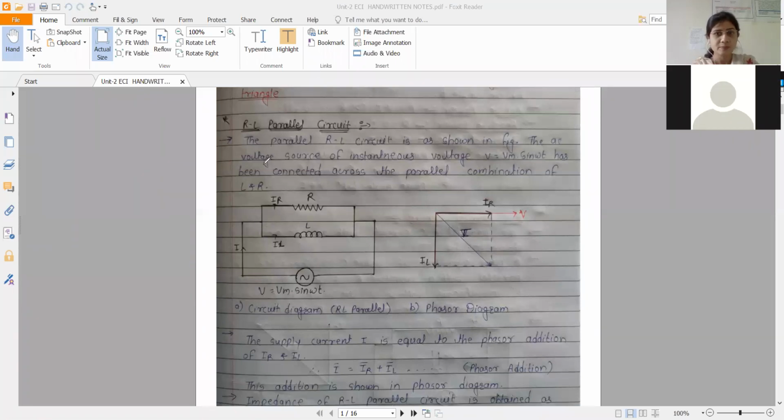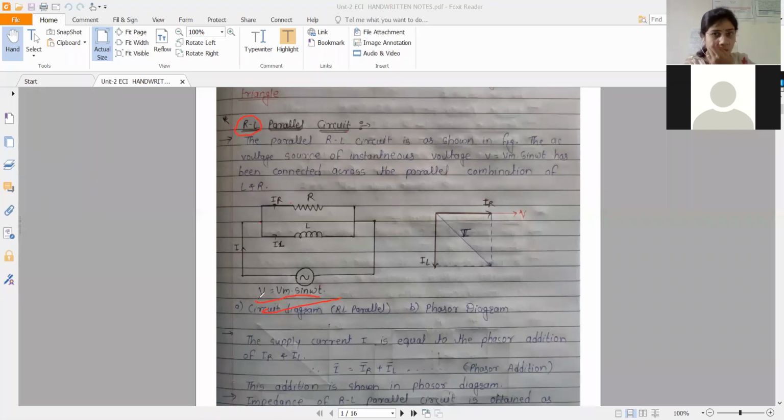So RL parallel circuit we are studying. The first diagram shows the circuit of the RL parallel. As this is the RL parallel, resistor and inductor are connected in parallel combination. This parallel combination is connected to the supply voltage that is given by the standard voltage equation, V is equal to Vm into sine of omega t.